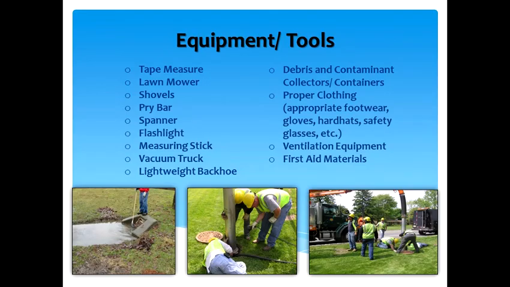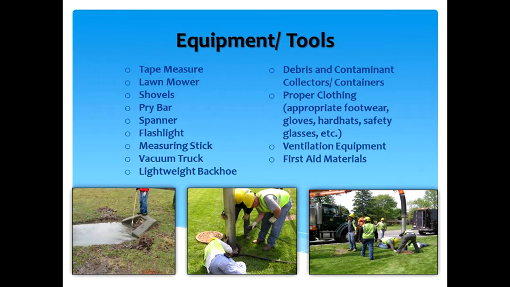Here we list some of the tools and equipment needed to perform maintenance work. Some of them are common items such as a lawnmower, pry bar, shovels. However, some of them are less common, such as a vacuum truck and a lightweight backhoe. Well, why do we need a vacuum truck? Some types of MTDs have a sump or collection area at the bottom to store settled solids and debris, and the opening of the MTD may be too small for a person to climb inside to dig out the collected material.